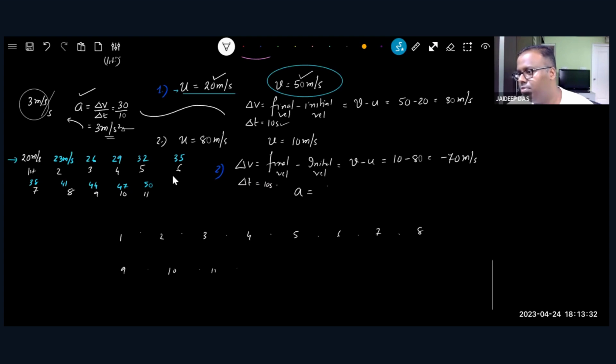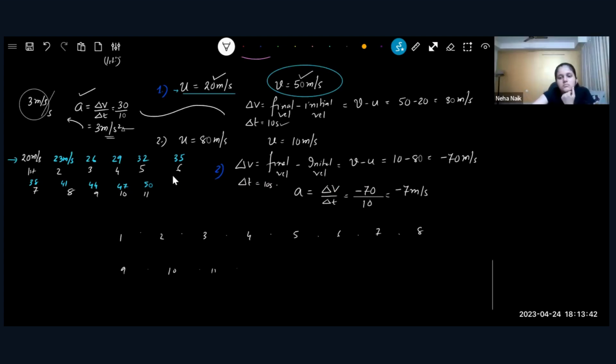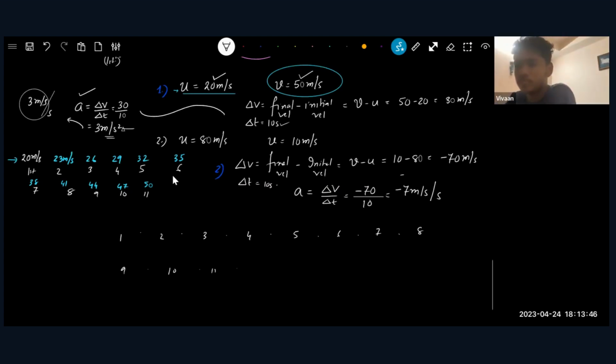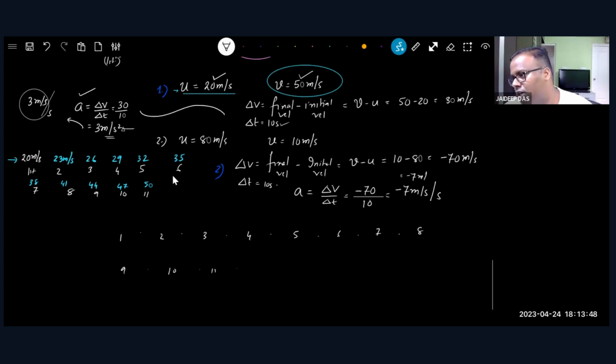Calculate delta V by delta T. Tell me the value of delta V. Negative 70. Delta T, 10. So it should be how much? Negative 7 meters per second. You should have written it as negative 7 meters per second square. Okay, tell me, at the first second, what was my velocity in this case?